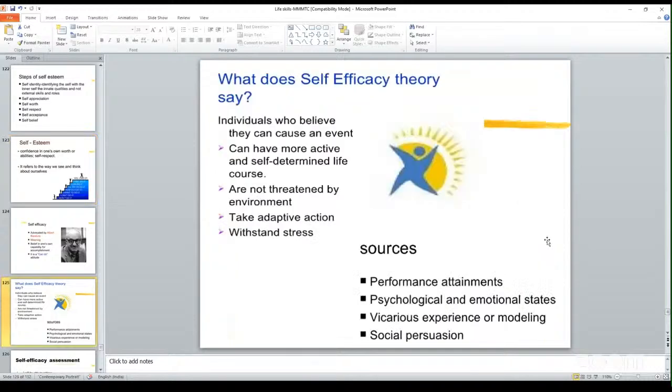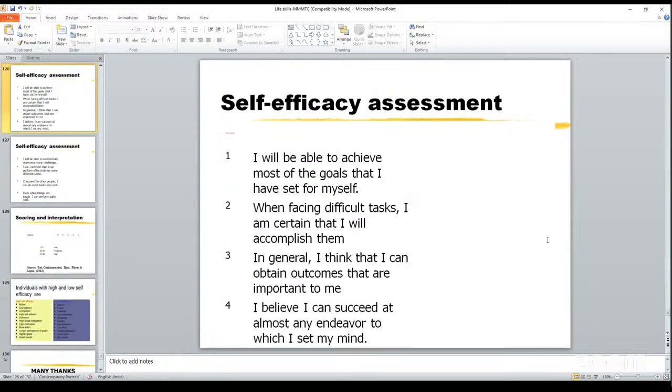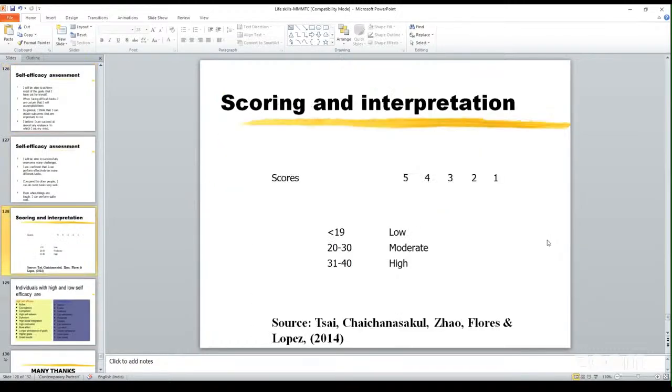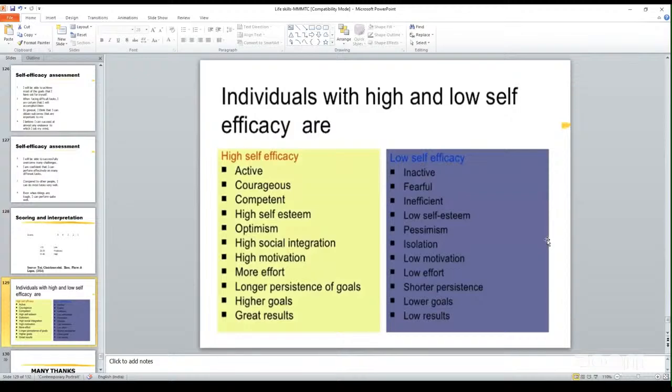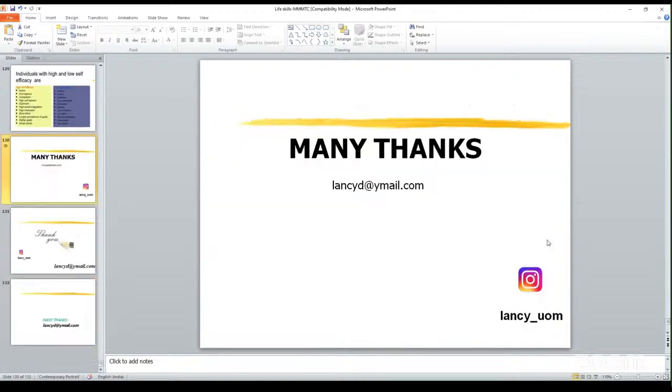There are a lot of other things which you can think of. There's assessment also you can think of, and self-efficacy you can think of. And a few minutes are left.